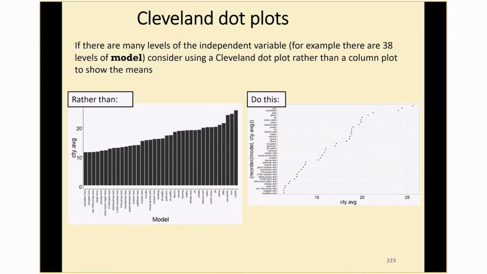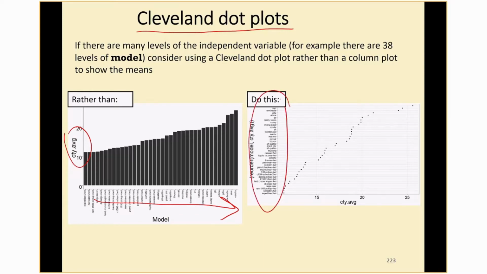So, switching topics and thinking about Cleveland dot plots. Here I've got the 38 different models that are in the data frame mpg, and here's the average city mileage associated with each of those, and that's pretty hard to read. A more readable version would be to have the models on the y-axis and average city mileage on the x-axis, and that's known as a Cleveland dot plot.